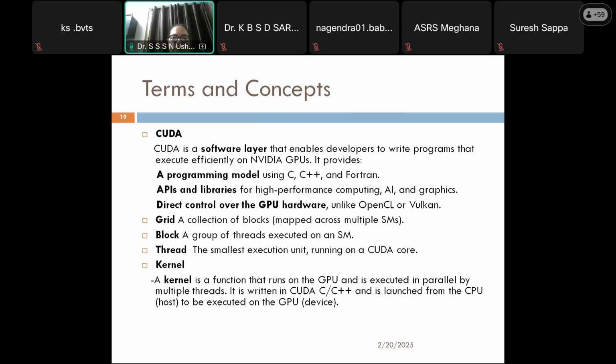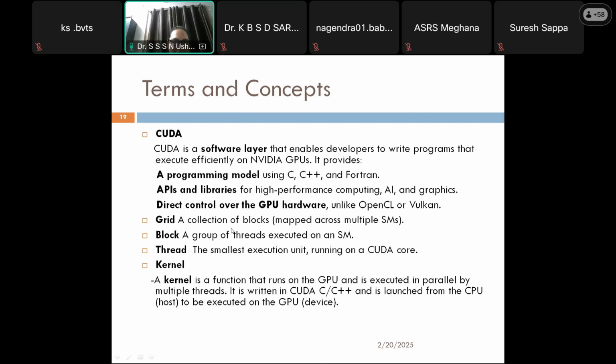So CUDA is a software layer that enables developers to make programs. It is a programming model that uses C, C++, and Fortran. If you select CUDA, you can do the programming in C, C++ and Fortran. I will show you how we can write programs using C. And there are APIs and libraries also available. It gives direct control over the GPU hardware, unlike OpenCL or Vulkan. So that's the advantage of CUDA.